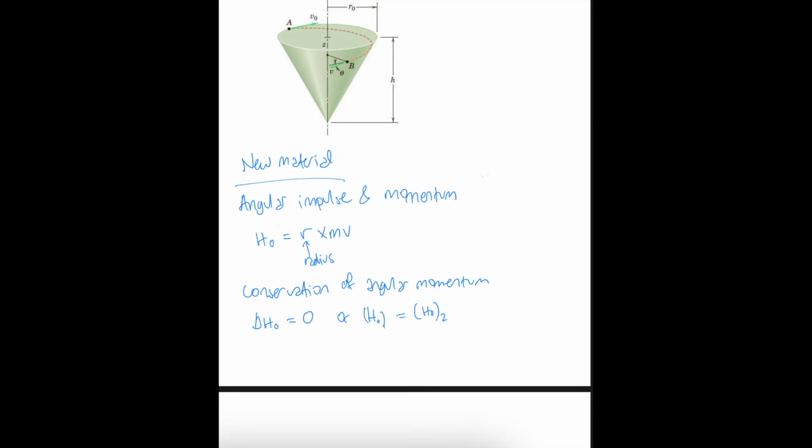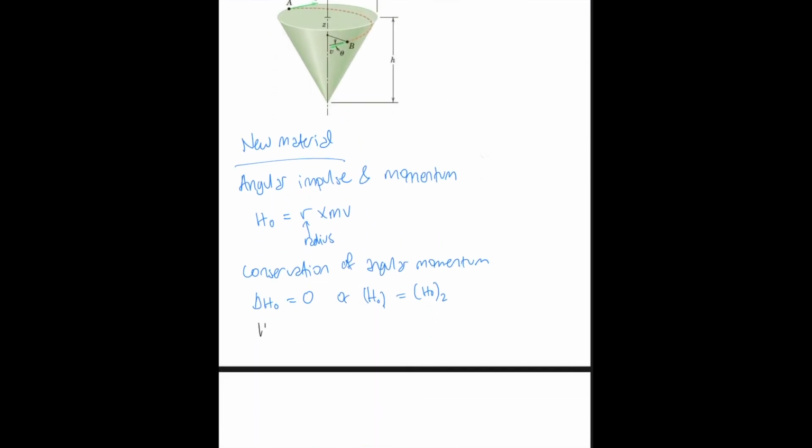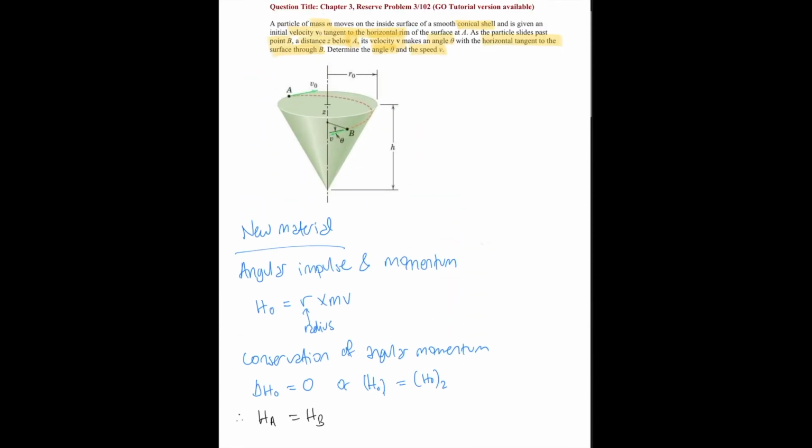So going back to our case over here, we have A and B. So the momentum at A is going to be equal to the momentum at B. Now here we have a complicated shape, and we want to find the value for R. R here is basically the distance from the y-axis to B. We know that the distance from A to the y-axis is R naught, and we know that B is a distance Z away from A, but we don't have this distance over here. So we're going to try to find that using simple geometry.